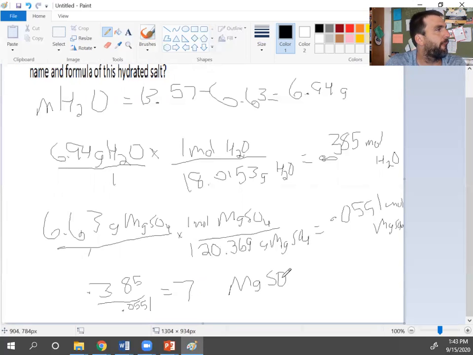MgSO4 times 7H2O. Whatever this number is here that we divided right here becomes the coefficient right there. Okay? That makes sense to you guys?